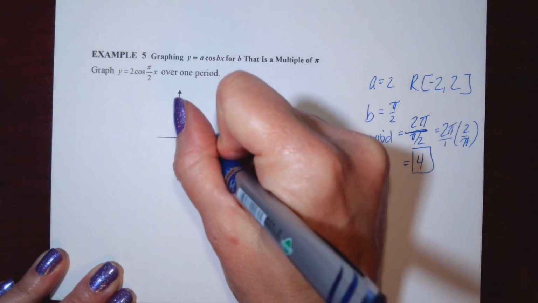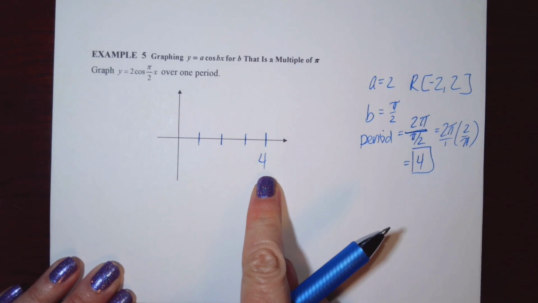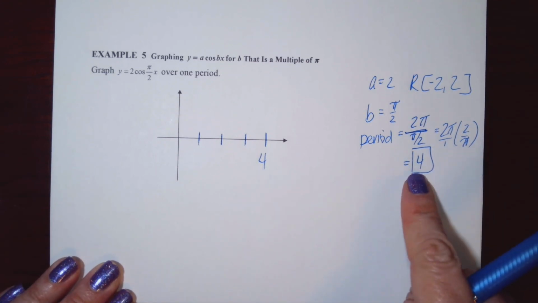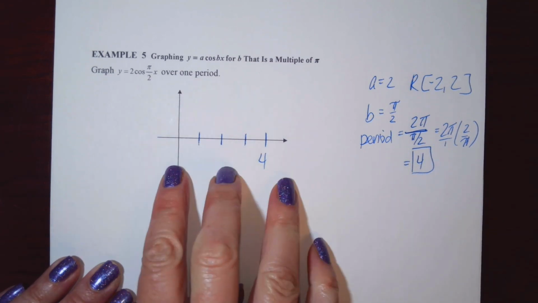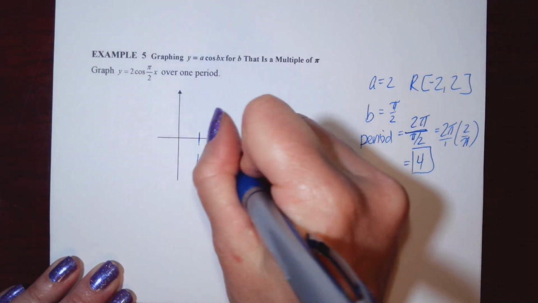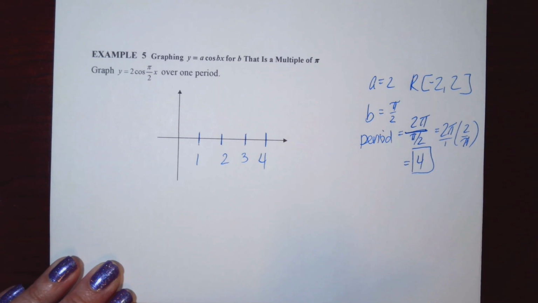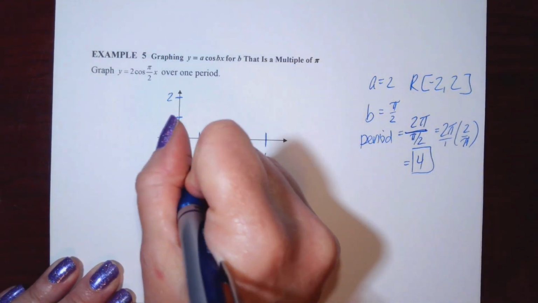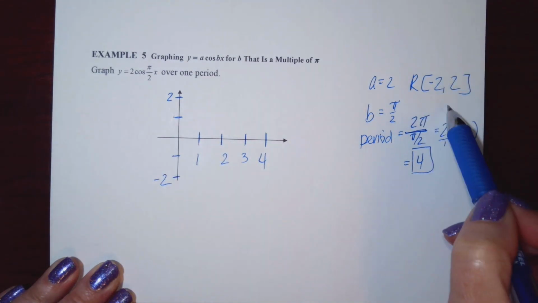I have a period of 4 radians, but there's no pi in evidence because that divided out. I've got a nice integer value for my radians. I divide that 4 into 4 equal intervals, just like I did on all the other graphs. So I'm just counting by ones. 1 radian, 2 radians, 3 radians, 4 radians. My amplitude is 2. So peak is at 2 and trough is at -2 for my range.